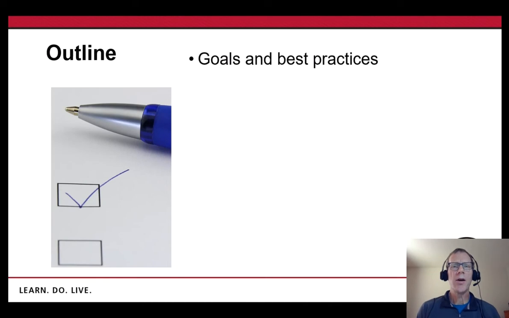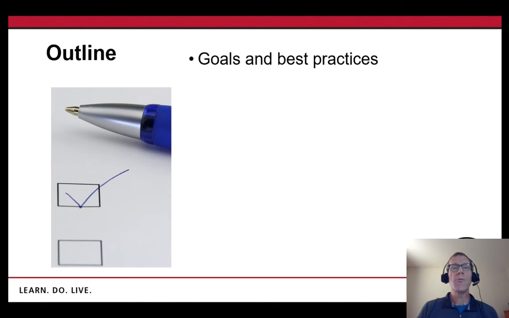So I'm going to be talking about some goals and some best practices. And I'm going to be focused more on physics and astronomy because those are the classes that I teach the most, and those are the ones that I have taught online. But some of the resources that I'll share are good for all science areas. And then I'll share a couple that are specific more to earth science.